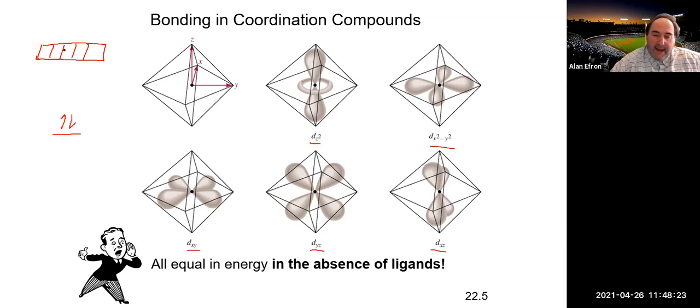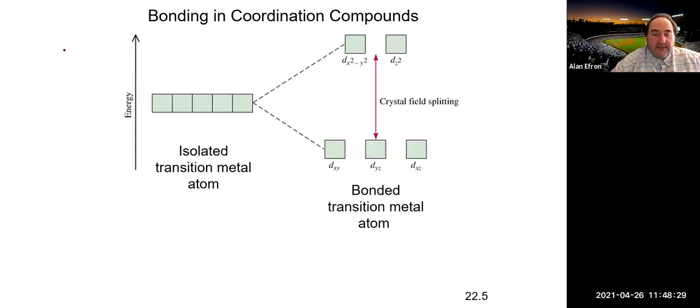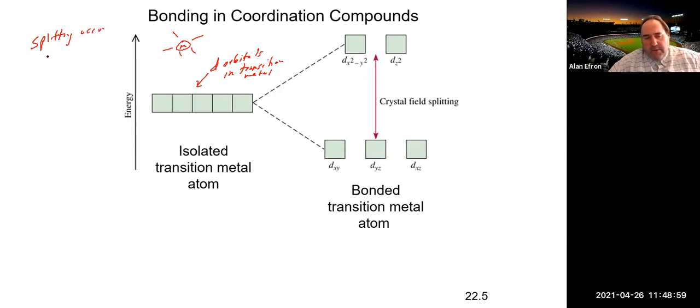But what happens when we start to get ligands being attached? There's actually a shift that occurs, or a splitting that occurs between these d orbitals. And these are the d orbitals in our transition metal, which is basically in the center of our complex ion. What we're looking at here is the splitting that occurs with a coordination number of 6, that octahedral splitting.